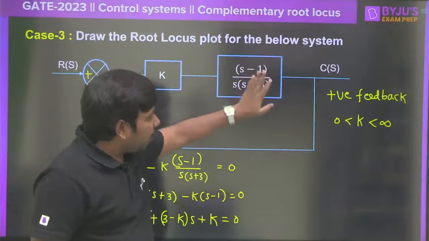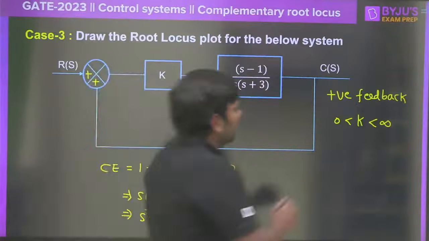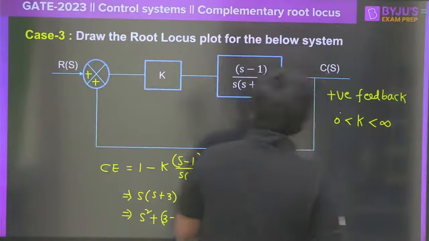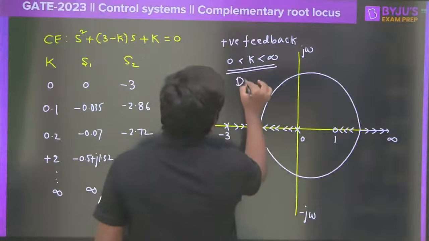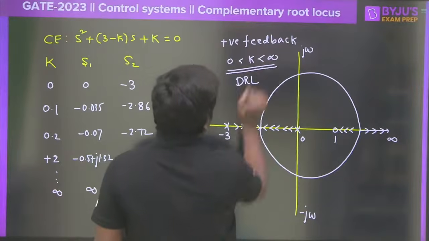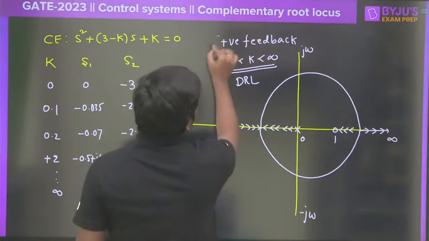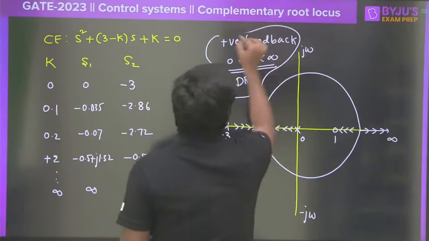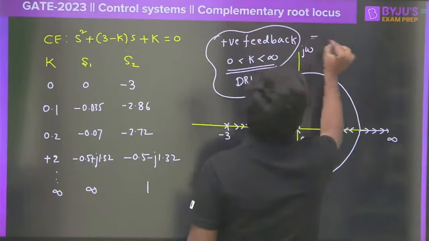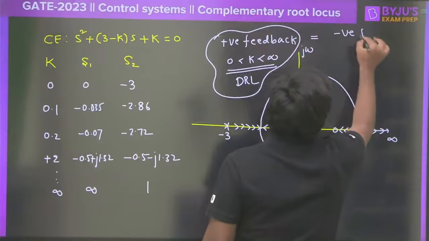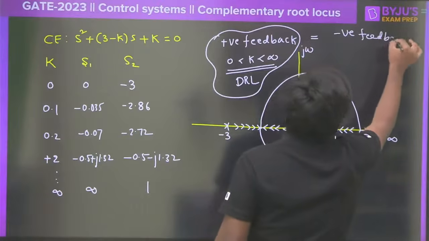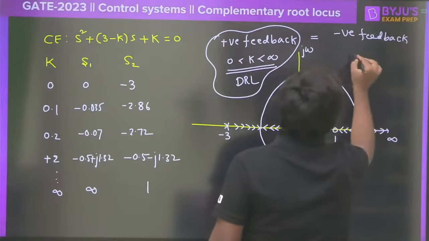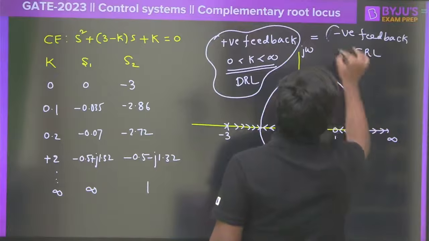So for positive feedback, direct root locus, what will this be? This is a direct root locus because k is varying from 0 to infinity. Positive feedback direct root locus is actually equal to what? This is equal to negative feedback complementary root locus. Clear? Negative feedback complementary root locus. I hope you understood the way I am connecting here.